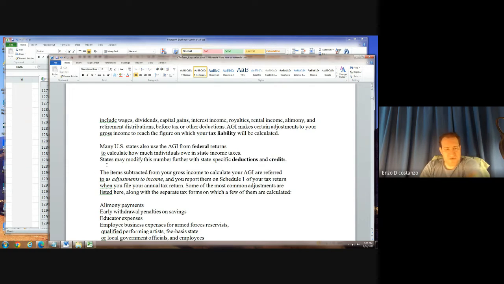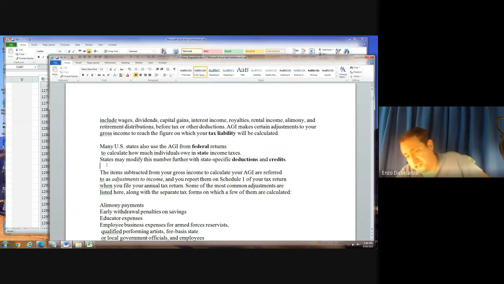The items subtracted from your gross income to calculate your AGI are referred to as adjustments to income. Okay, and you report them on Schedule 1. So there's letter schedules, there's number schedules, and again, you really want to dissect the 1040, which is the starting tax return document. You want to start dissecting that, and then you sort of go from there.